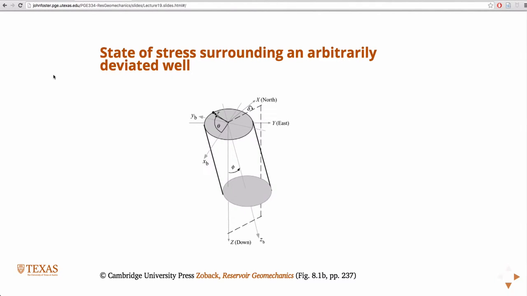All right, so we've been talking about wellbore stability, but so far we've only considered vertical wells. And as you know, already in the last 10 or 15 years, but certainly looking into the future, horizontal wells are the future, right? So we have to understand how we can apply these same concepts to what we'll call arbitrarily deviated wells. And so these will apply for any sort of angle of deviation from vertical. And of course, if that angle of deviation is 90 degrees, that's horizontal, okay?